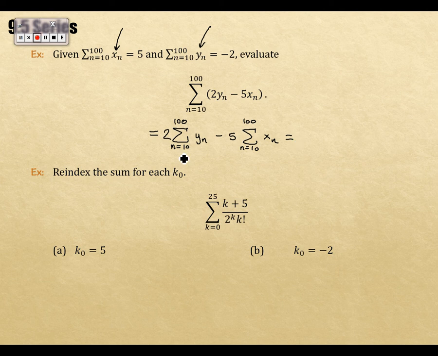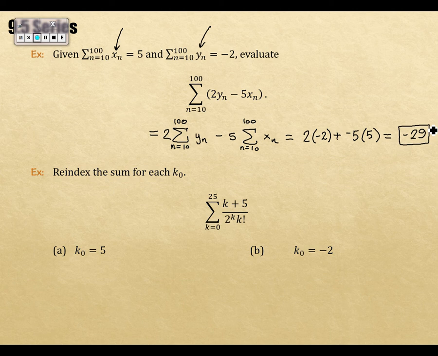So we have 2 times -2 plus, excuse me, minus 5 times 5 equals -29, right? Does that make sense how these properties can work for us?